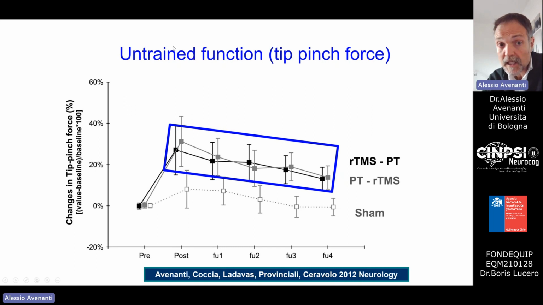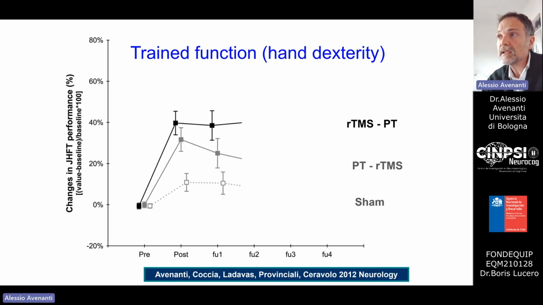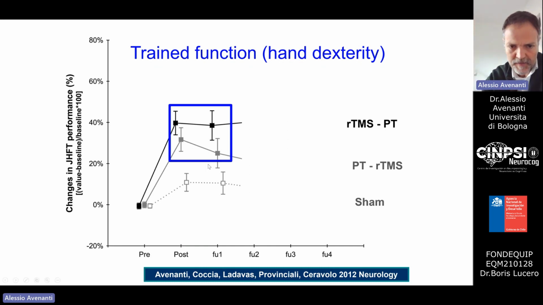But please let me stress that this is what happened with those functions that received no training, right? Let me show what happened with the training with other functions. That is, for example, hand dexterity. But we had also the force of the other grip, the one we trained over time. So we used different tests. This is just some example. Here you would see that the sham group improves, and the two groups, repetitive TMS and then physical therapy, or the reverse, physical therapy and then repetitive TMS, they show an improvement. In the post and the first follow-up, they showed a similar response that was better than the performance of the sham group. But over time, they tended to show a different performance.